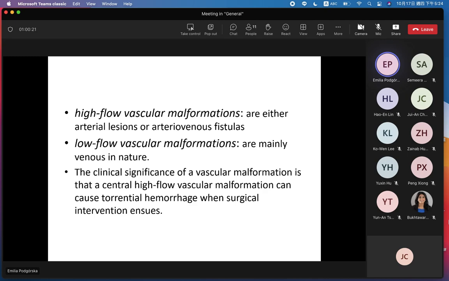The two types of vascular malformations are high flow vascular malformations, either arterial lesions or arteriovenous fistulas, and low flow vascular malformations, which are mainly venous in nature. The clinical significance of a vascular malformation is that a central high flow vascular malformation can cause torrential hemorrhage when surgical intervention ensues.